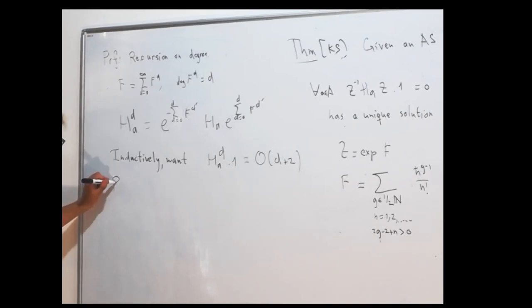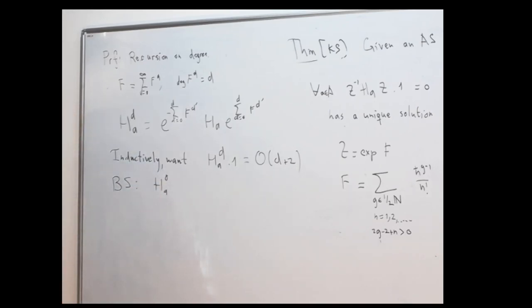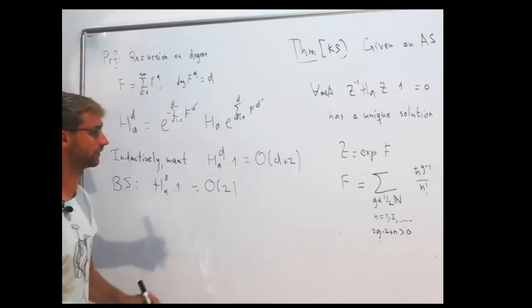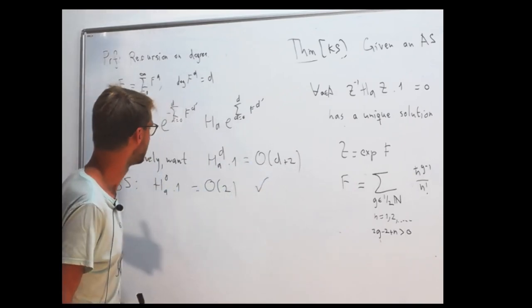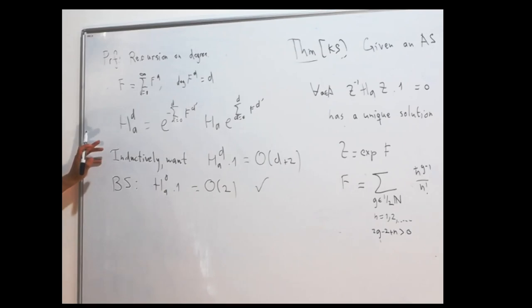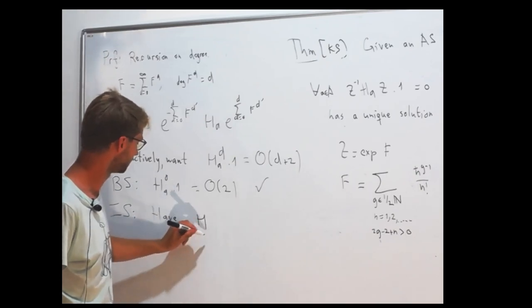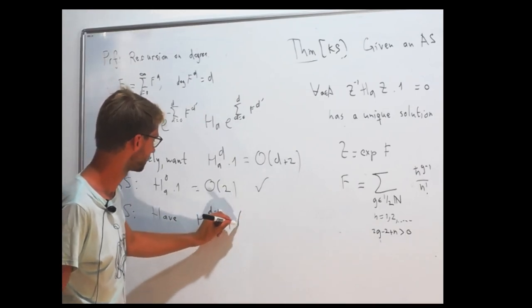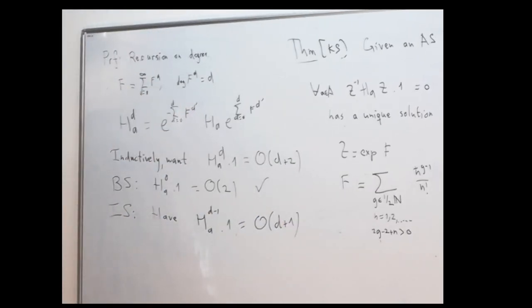Now, first of all, we always want to start with the base step. We can see that H_A^0, that's just H_A. If this acts on 1, because of the degree 1 condition, this is going to be O(2), because the linear term is only a differential operator, and of course that annihilates the function 1. So that's good. Now, of course, the induction hypothesis is just that this holds up to d minus 1. And what we want to do is find f_d such that we can get one order higher. So we already have this being of order d plus 1. And now we want to find f_d.